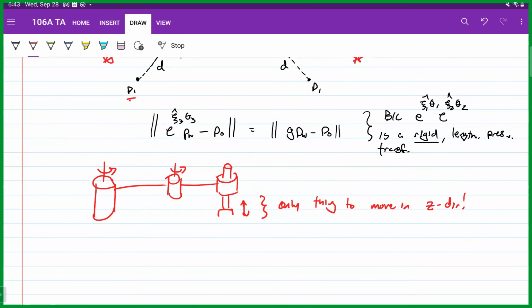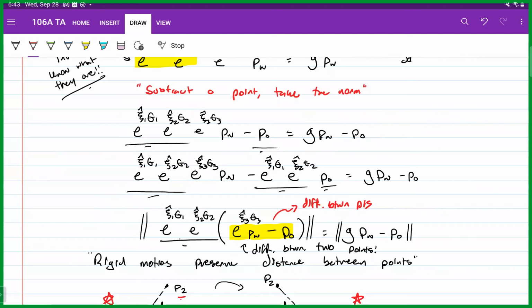Okay, do we have any other questions? Can you show again how you got to the parentheses? Oh, yeah, this step right over here.